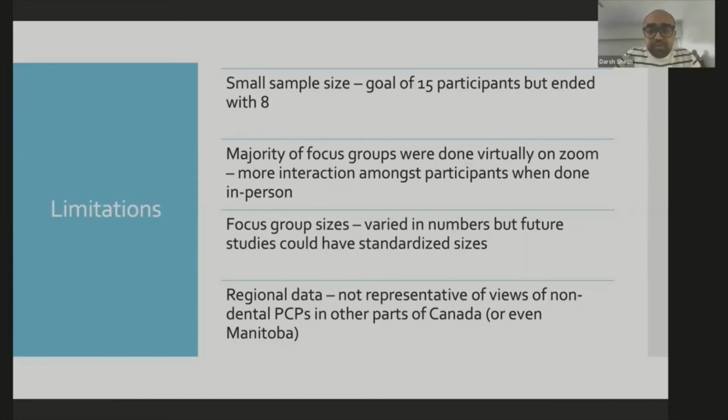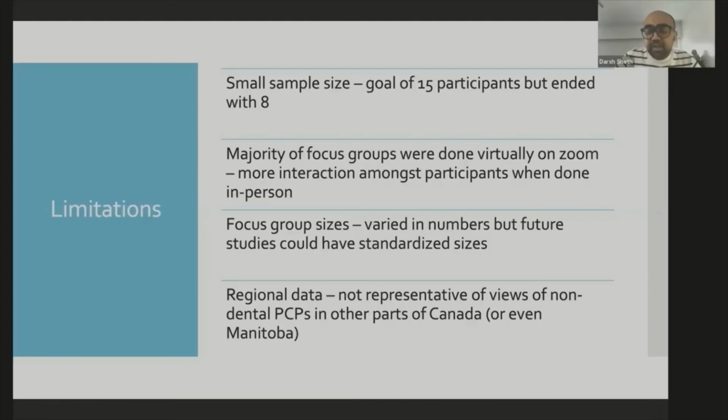Also, the majority of my focus groups were conducted on Zoom. So only one of my research focus group sessions was done in person. I felt that I was able to elicit more participation and interaction between participants when the focus group sessions were done in person. So I think for future projects, this would be something to consider, whether we can conduct more in-person focus group sessions.